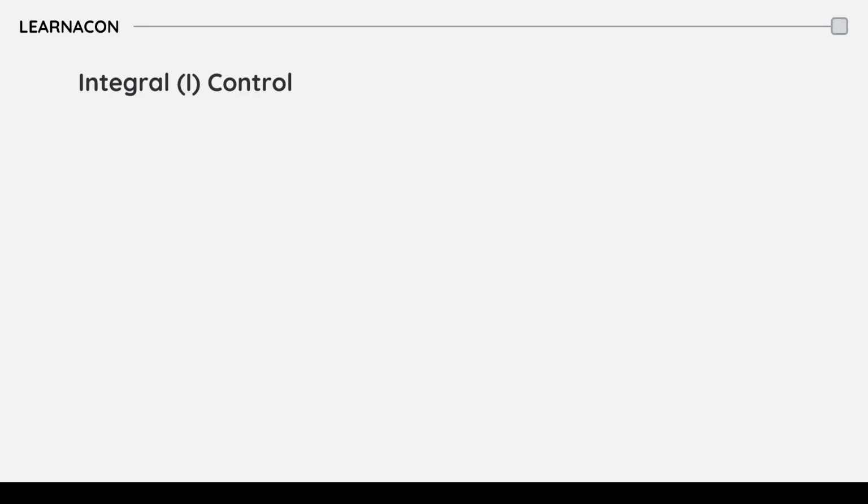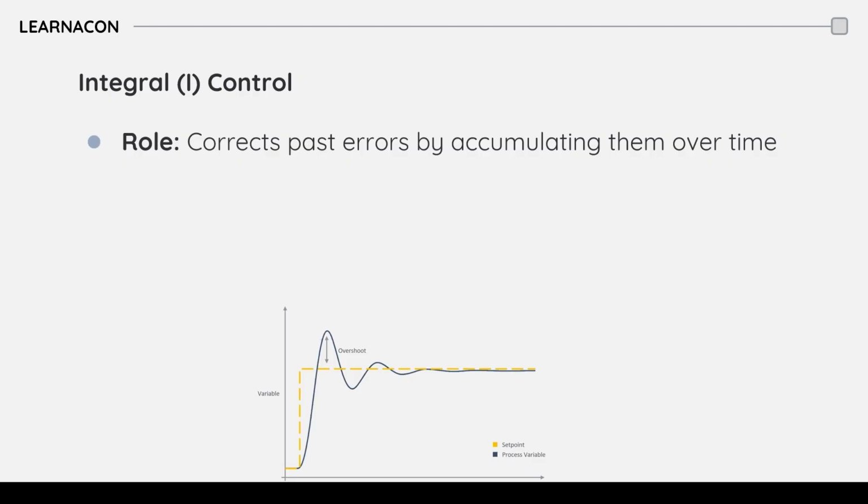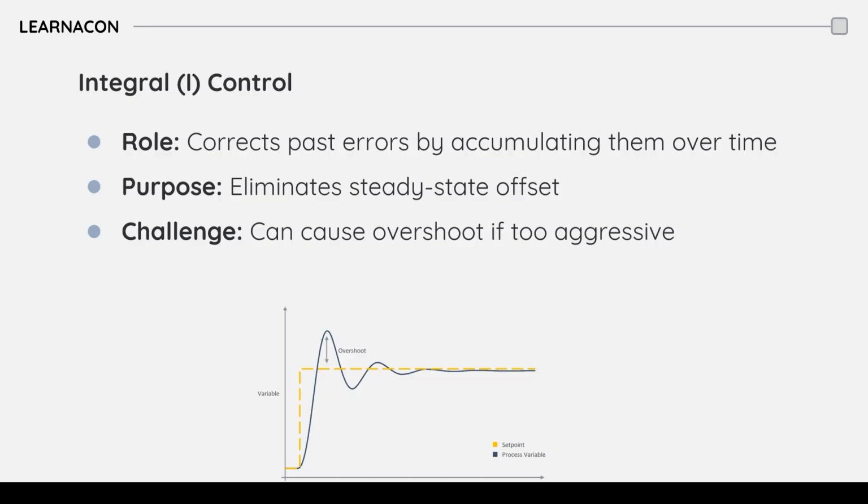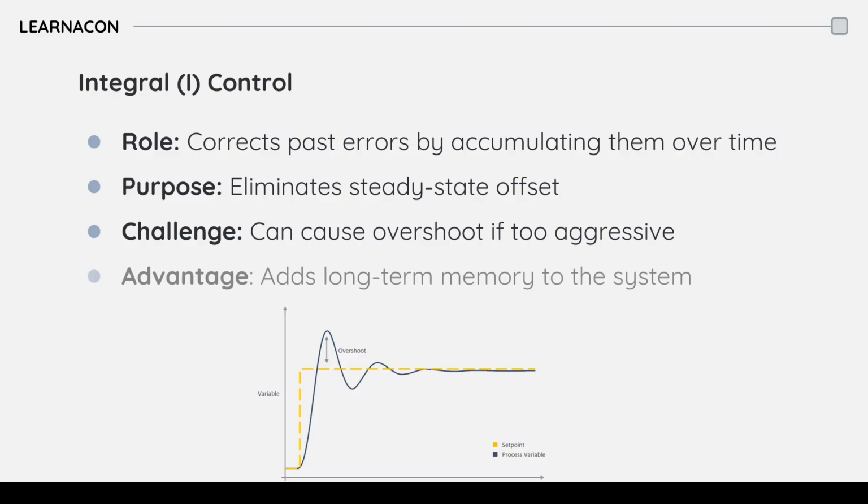Next is the integral element. The integral term looks at the history of the error. It adds up past errors and increases the output until the error is gone. This helps to eliminate a steady-state offset, but if tuned too aggressively, it can cause overshoot or instability. In simple words, integral control is the memory of the system. It remembers past mistakes and keeps nudging until the error disappears. But keep in mind that too much memory can lead to overcorrection.